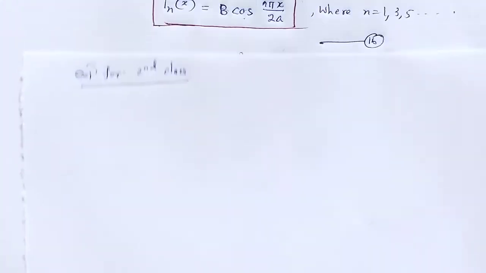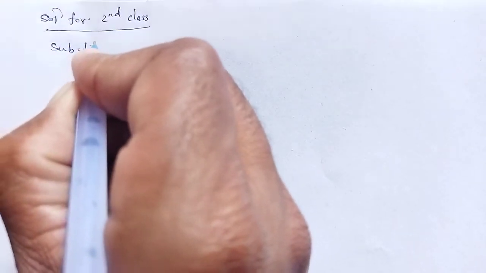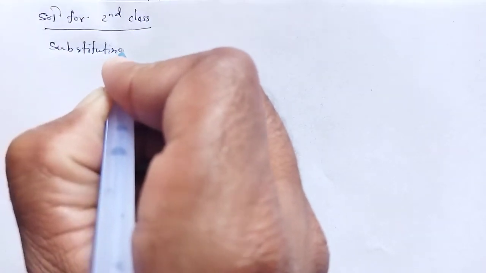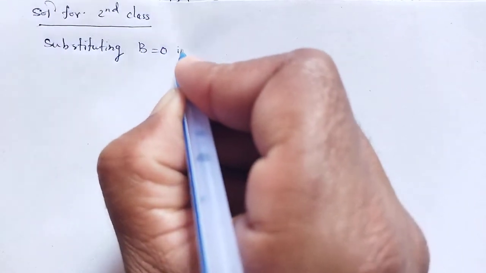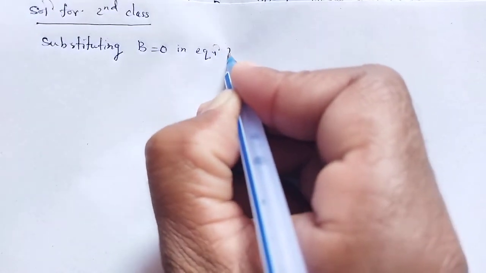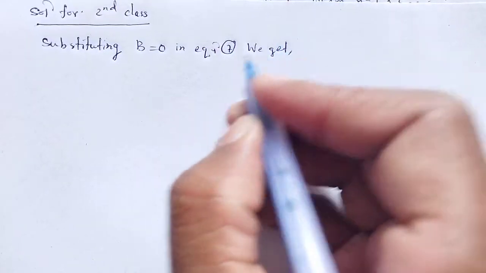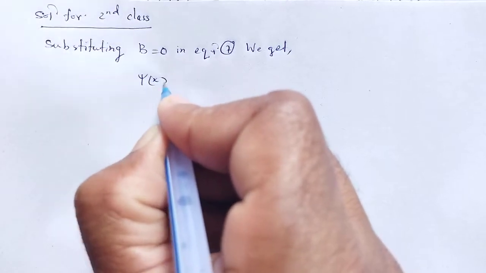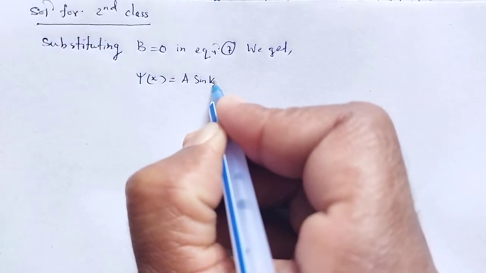Okay, just use the solution for the second class. Substituting b equal to 0 in equation number 7, we get psi of x is equal to a sin kx.